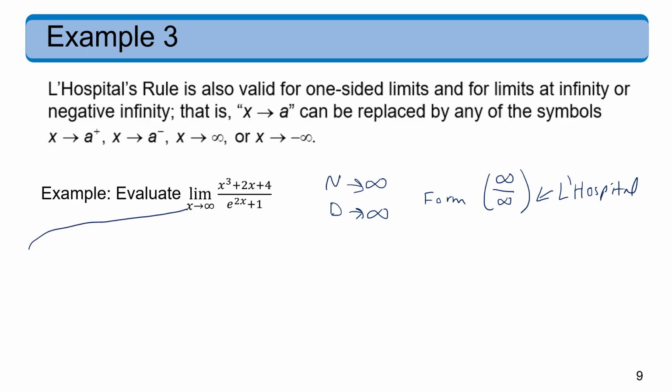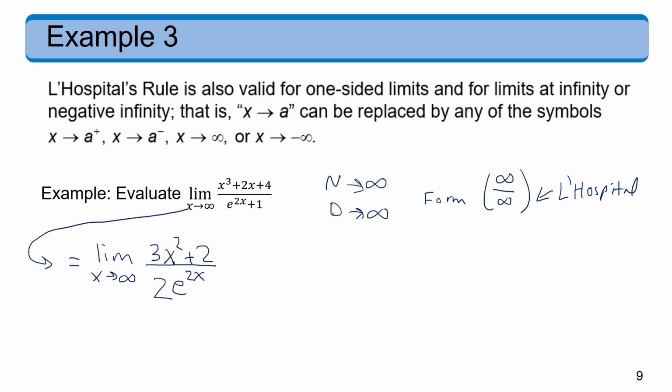Okay, so let's now apply the rule. We'll take our original limit and say it equals this new limit, x still approaching infinity. Now in the numerator, we need to take the derivative of the original numerator, so that would be 3x squared plus 2. In the denominator, we take the derivative of the original denominator. So for e to the 2x, the derivative would be itself times 2 using the chain rule.